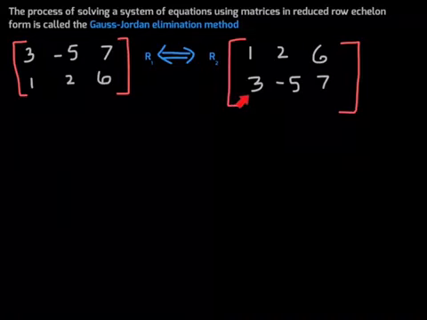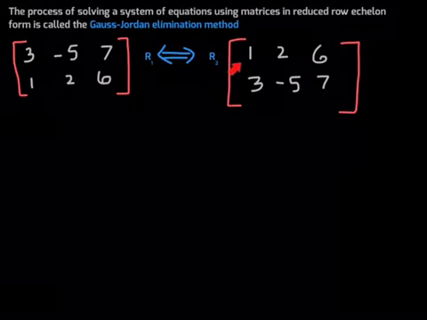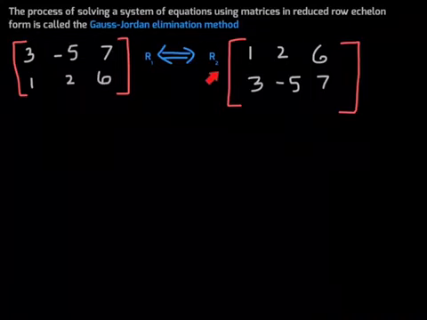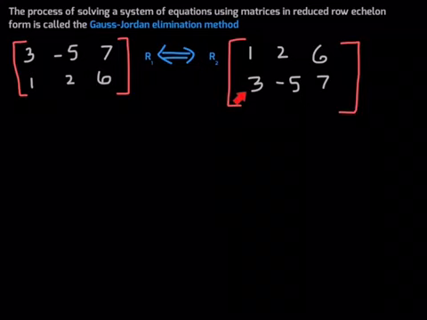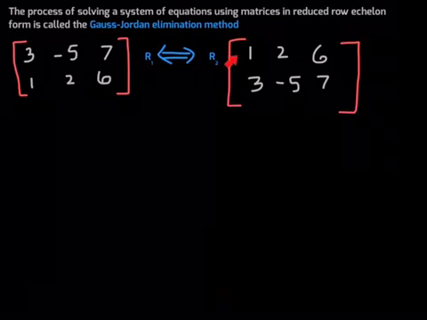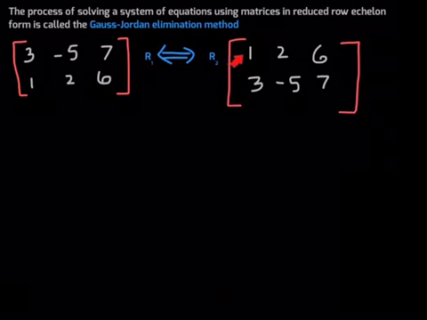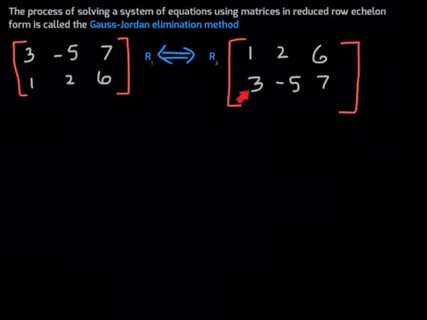Now I'm going to use row operation number 3. I'm going to add a multiple of the first row to the second row. I'm going to take row 1, multiply it by -3, and add it to row 2. If I do that, 1 times -3 will be -3, and when I add -3 to 3, I get 0. That's how I'm going to get that 0.